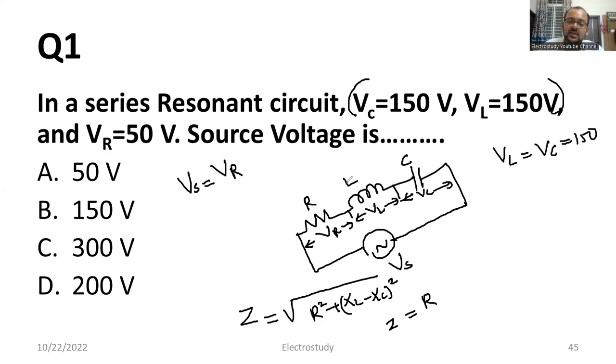Why? Because the voltage across the inductor and capacitor are equal. Therefore, the voltage across the resistor will be equal to the total voltage which you apply in the circuit. So what is the value of the voltage across the resistor? That is already given in the question: 50 volt. So which would be the right answer? You can go for option A. Option A is the correct answer.